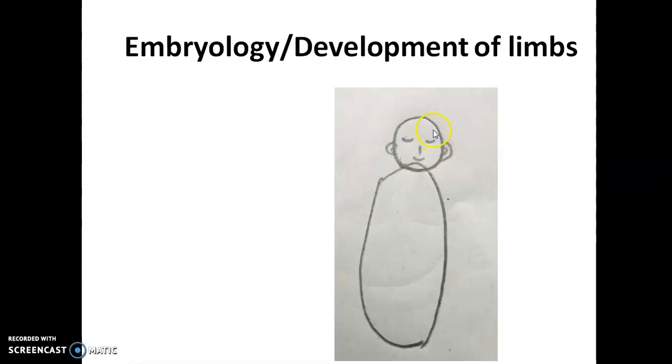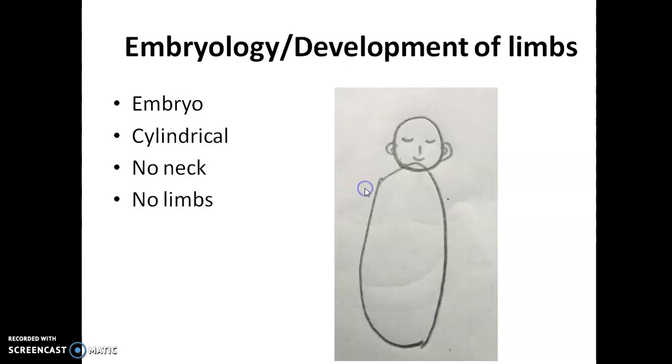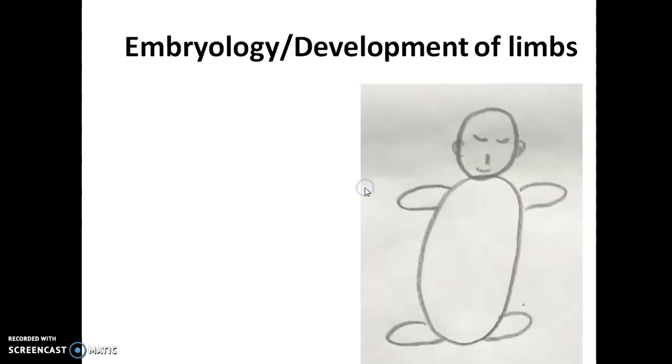Actually the embryo will be like a cylindrical shape in intrauterine life in the first trimester, especially in the first 4 weeks of life. There is no limb bud. You can see that here in the embryo there is no limb bud, and also there is no neck for the embryo. So overall the embryo is a cylindrical shape. So we are like this in the first 4 weeks inside the womb of our mother. So subsequently what happens? We'll see.